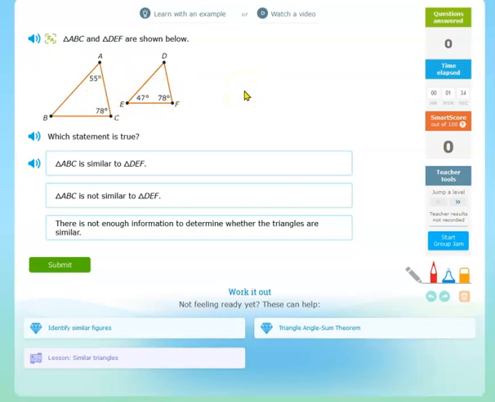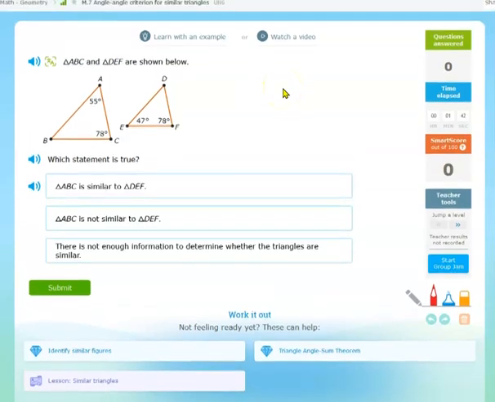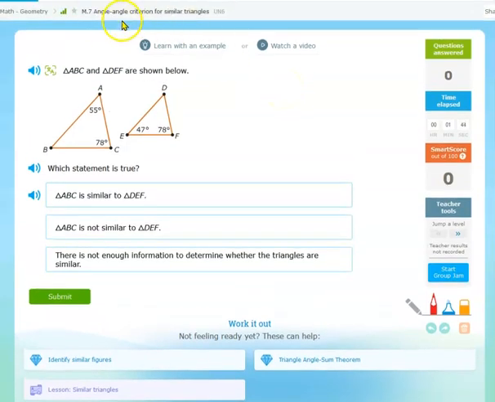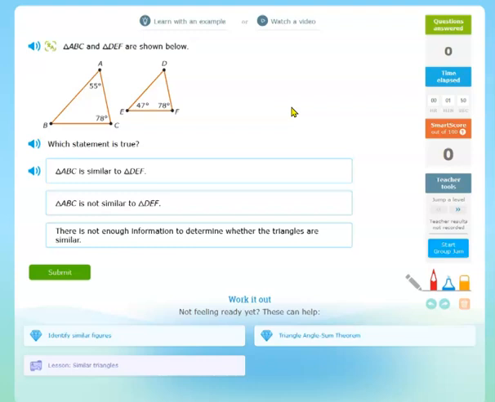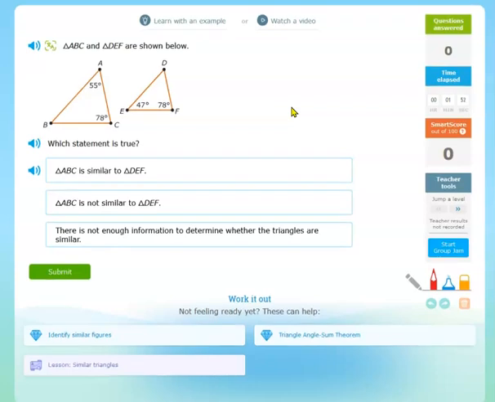So remember, for triangles to be similar, all three of their pairs of angles have to be the same between them. But something new that we learned in this lesson is the angle criterion for similar triangles. What that says is that if you have just two pairs of angles that are congruent between two triangles, then you can say, without even checking the third pair, that the triangles are similar.